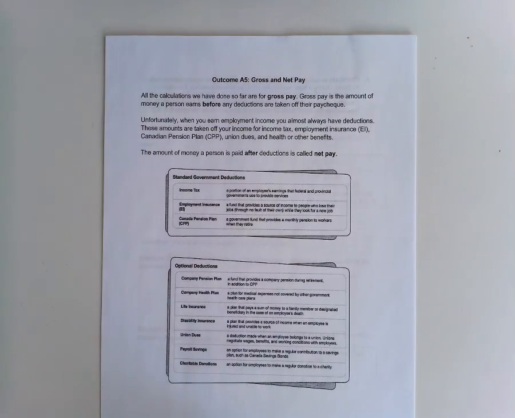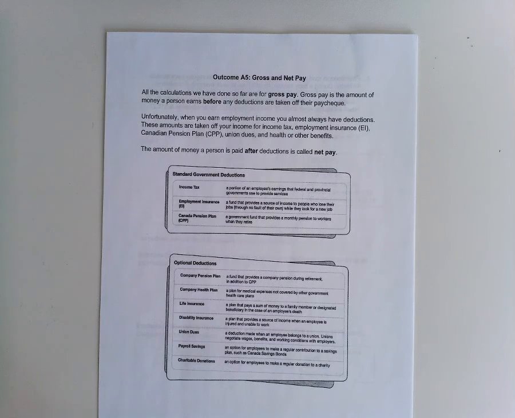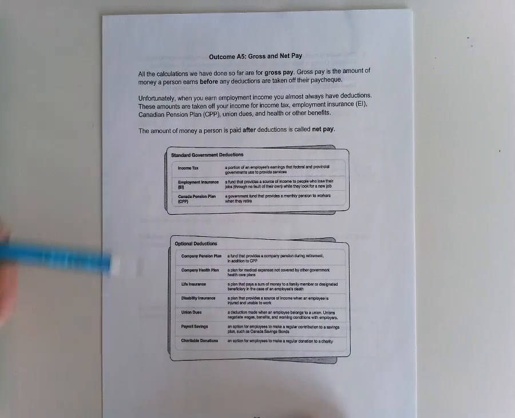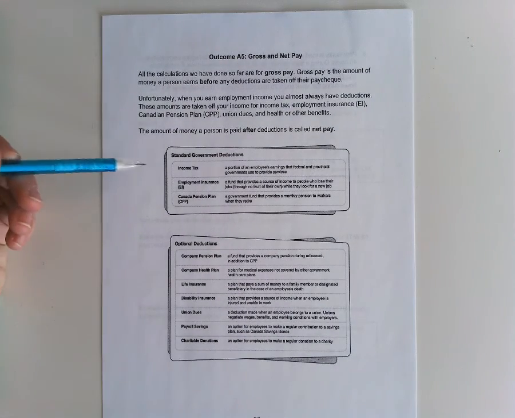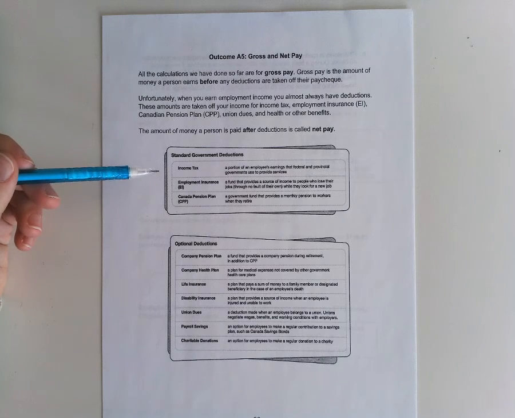In this lesson, we will be talking about deductions from income. A deduction is basically an amount of money that's taken off of your income for different purposes. You'll see in your notes, there's two little tables here. The top one are the standard government deductions.